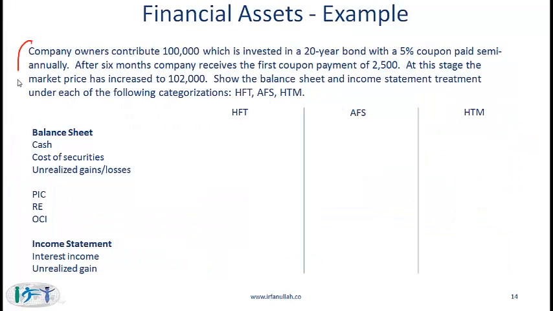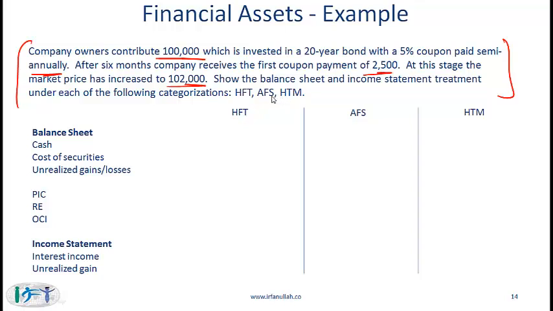This example will help clarify the concepts we are talking about. Let's say company owners contribute 100,000, which is invested in a 20-year bond with a 5% coupon paid semi-annually. After 6 months, the company receives the first coupon payment of 2,500. At this stage, the market price has increased to 102,000. Show the balance sheet and income statement treatment under each of the following categorizations.